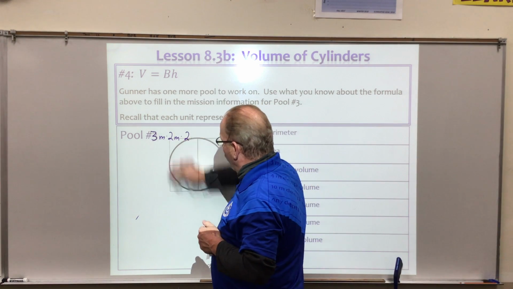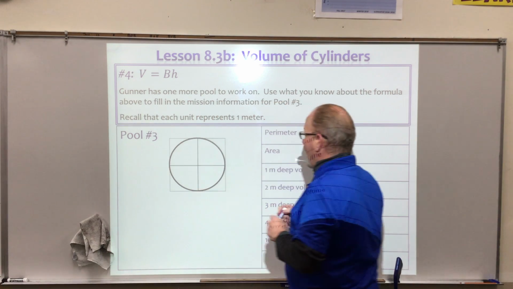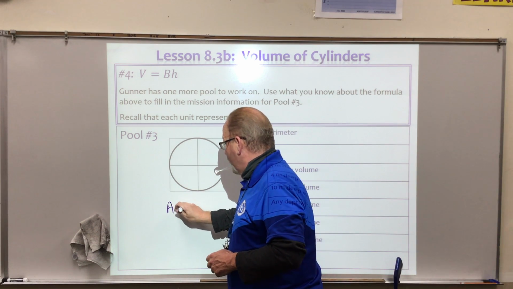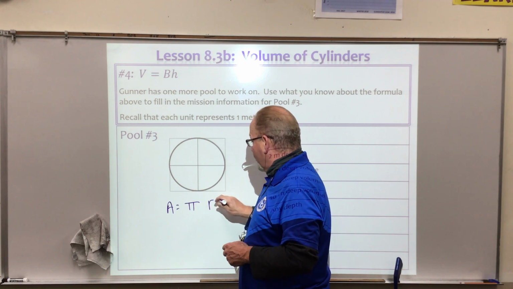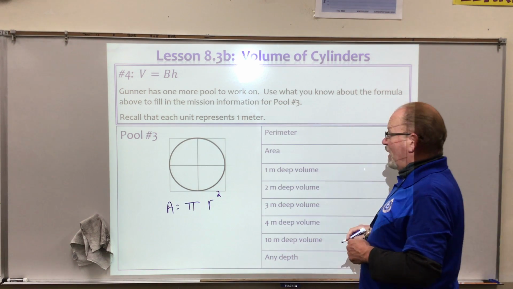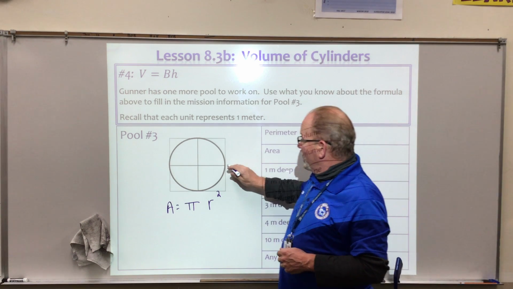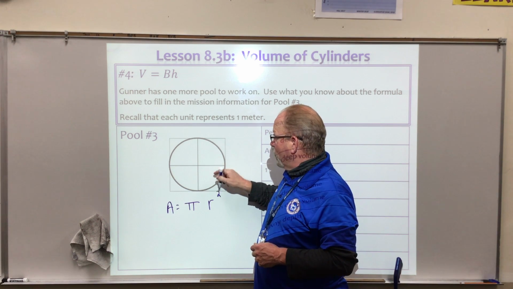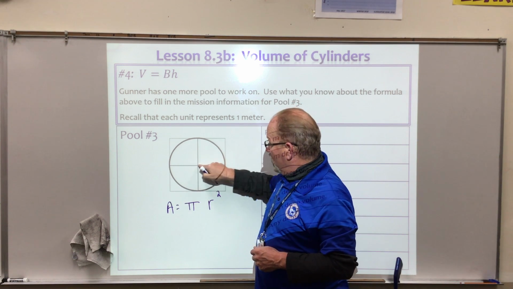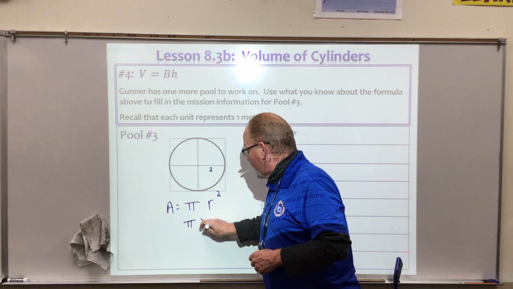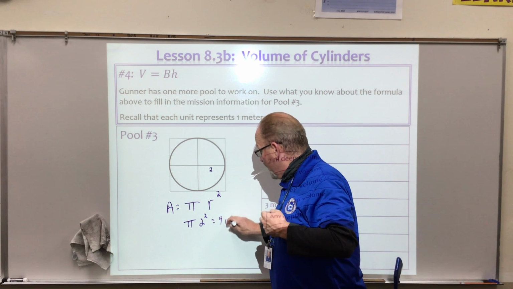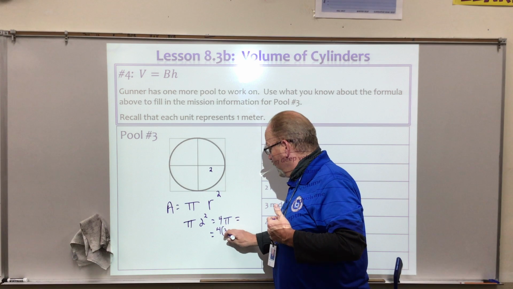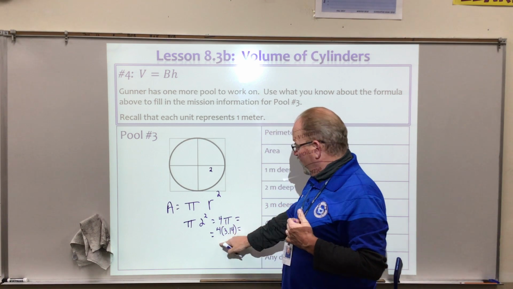So if this is a round pool, then the area of the pool is going to be pi times the radius squared. Okay, so if the radius is 1, this would be pi times 1 squared. If the radius is 2, this would be pi times 2 squared, which is 4 pi, which is, sometimes in math it will say use 3.14 instead of pi, so you'll do that math.